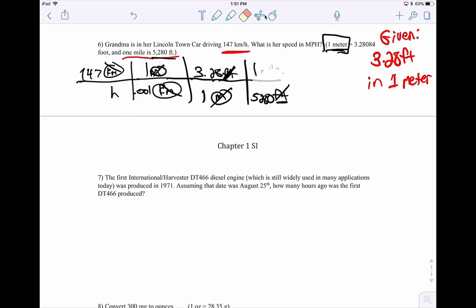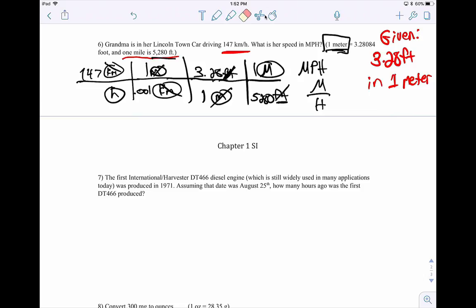Or let me keep this constant. 1 mile, we'll make it capital, is 5,280 feet. And so now let's look at our units. We have miles on the top, hours on the bottom. And that's perfect because that is miles per hour, or M over H in this case. So we've solved the problem.